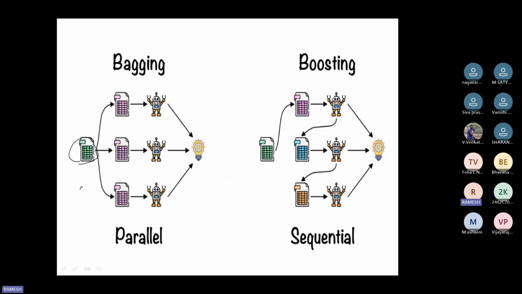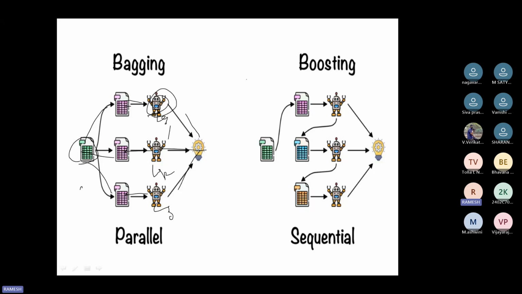The data set is divided into parts first. Then this is model one, let's say logistic regression: logistic regression 1, logistic regression 2, logistic regression 3. Each will work on its own data set and provide its result. This is the bagging approach, meaning these models are independent, not depending on or waiting for anything. They have their own data set and are trained on it.